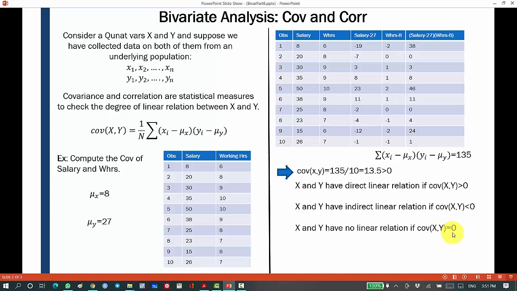the covariance is 0. However, the problem with the covariance is that it's not bounded, meaning that the covariance can get as large as plus infinity or as small as minus infinity. And we don't know how large is large enough or how small is small enough to conclude that the linear relation is existing either in direct or indirect form.